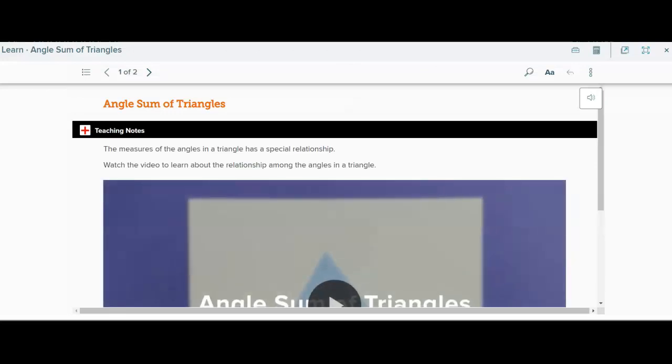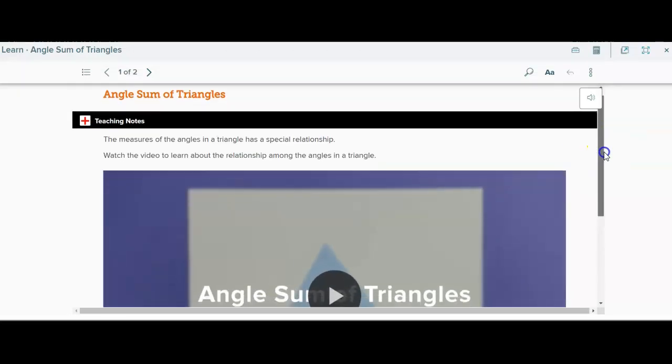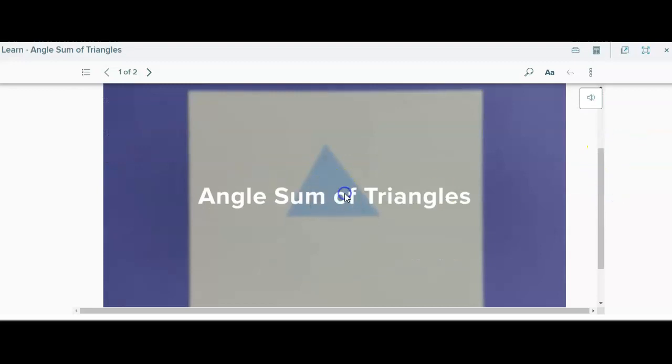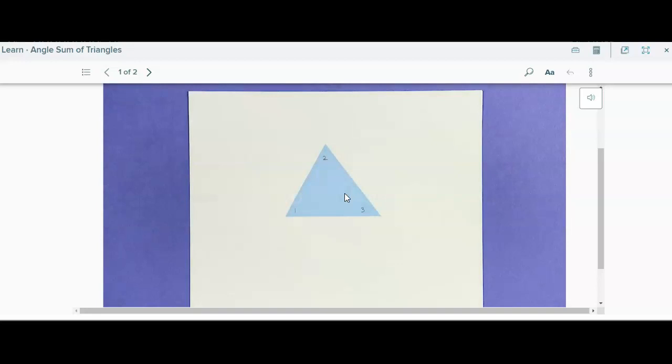But the sum of the measures of the angles in a triangle has a special relationship. So you guys watch this and you'll learn about angle sum of triangles. The interior angles of any triangle have a special relationship.